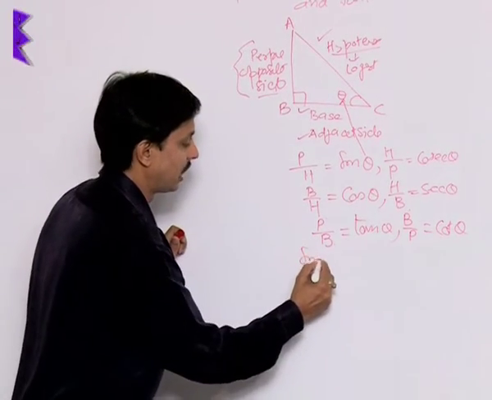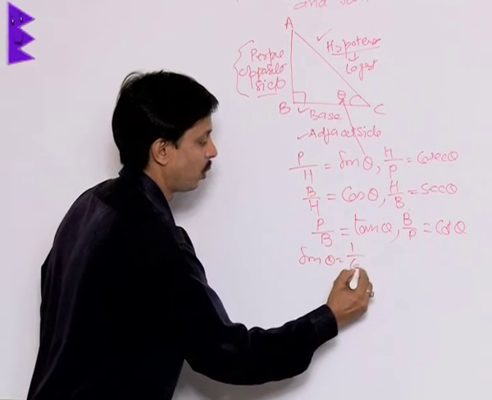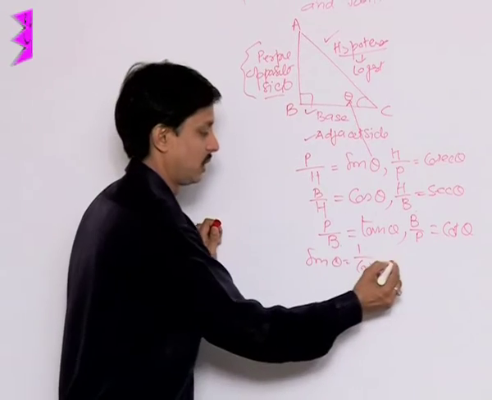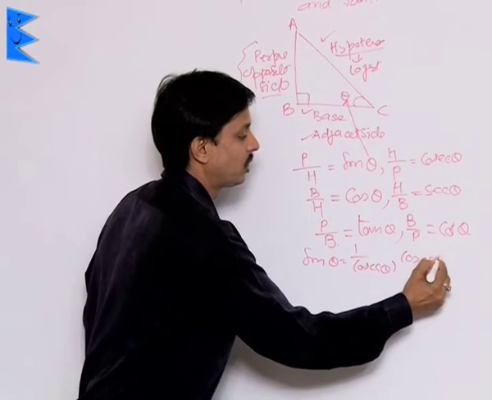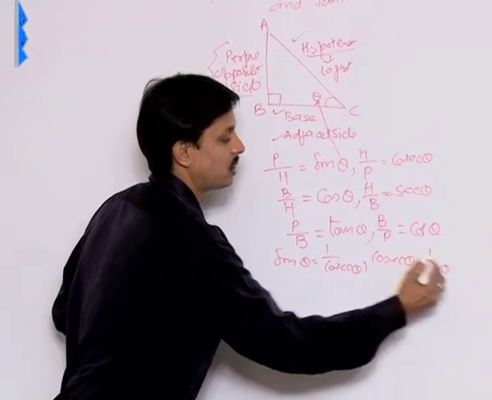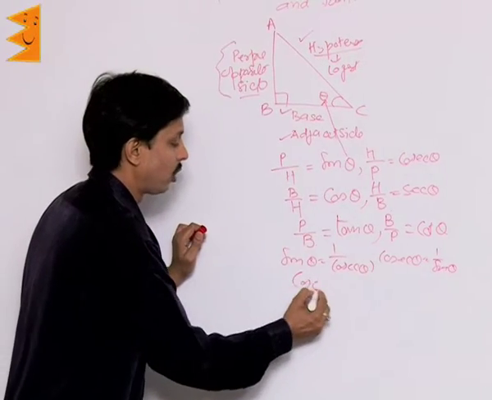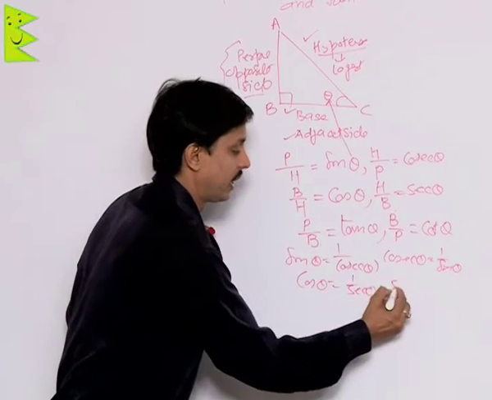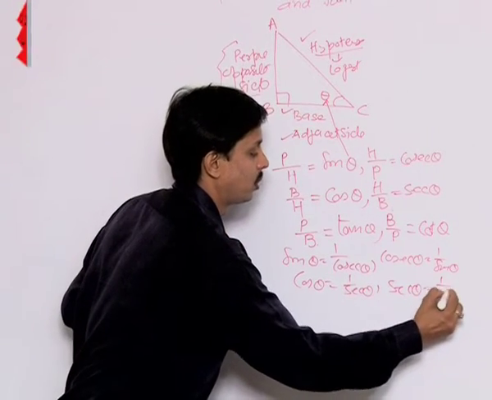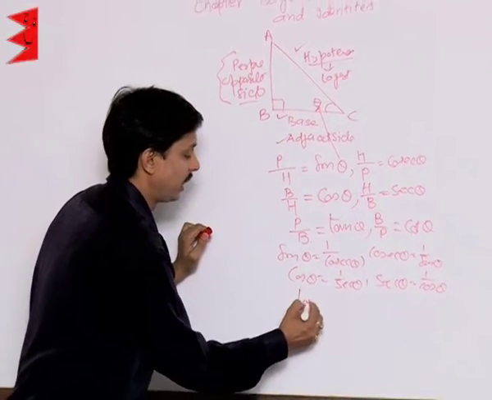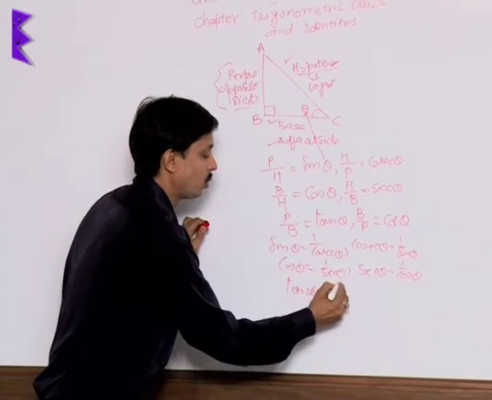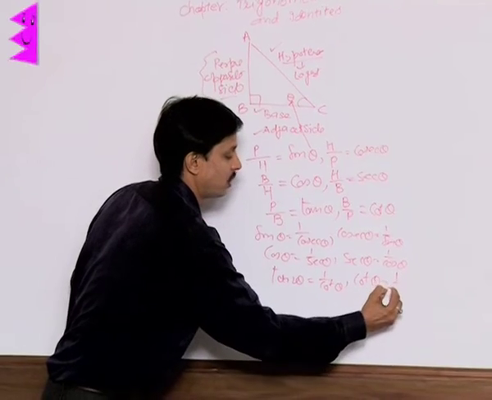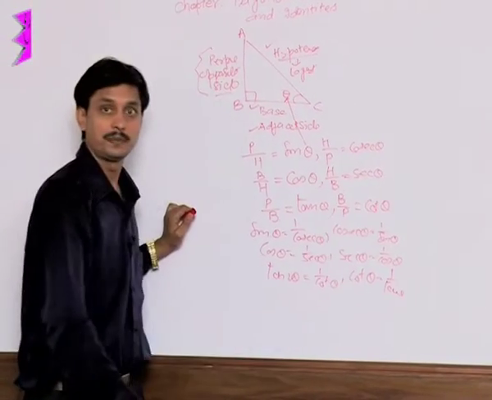What is sin theta? Sin theta is reciprocal of cosec. So we can write sin theta is equal to 1 upon cosec theta. We can write cosec theta is equal to 1 upon sin theta. We can write cos theta is equal to 1 upon sec theta. Also we can write sec theta is equal to 1 upon cos theta. We can say tan theta is equal to 1 upon cot theta. We can say cot theta is 1 upon tan theta.